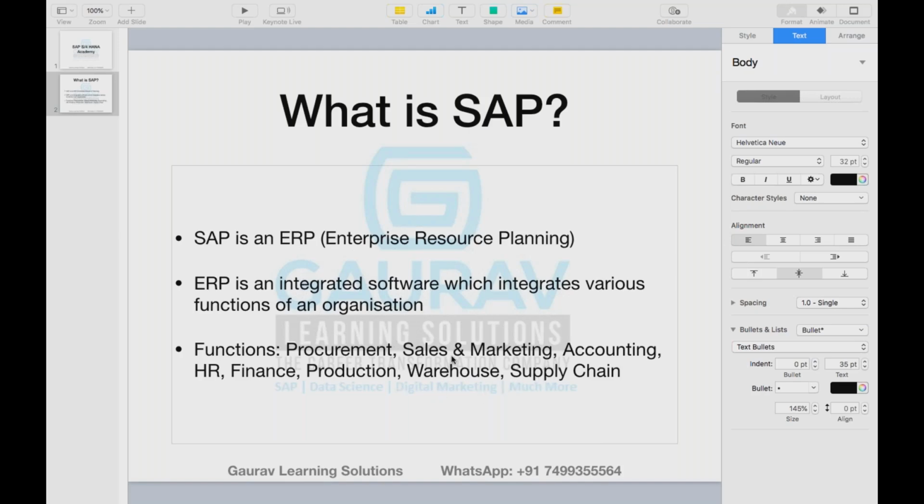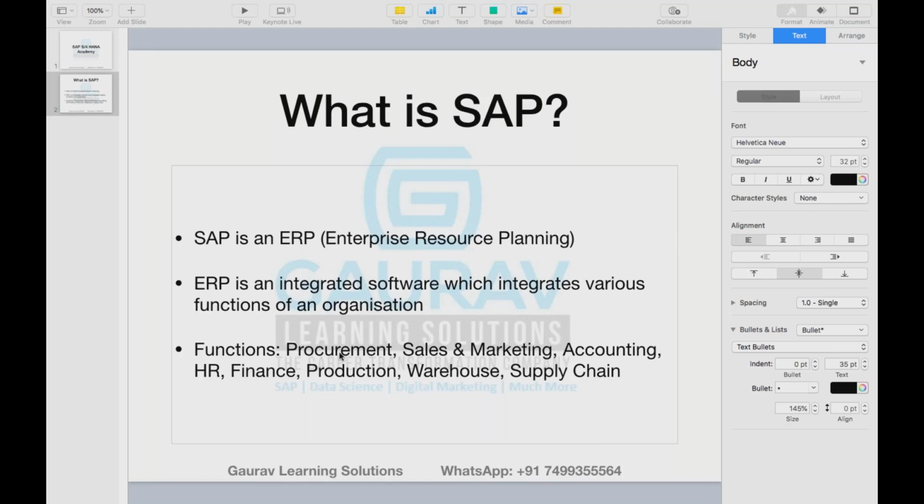These are some of the departments which are available in most of the companies. Now think in this way. This is a very big company. Just think that the example that we are taking is a very big company. So what was done previously? If it is a small company, what will it do? If it is a small company, they will buy a separate software for each department.